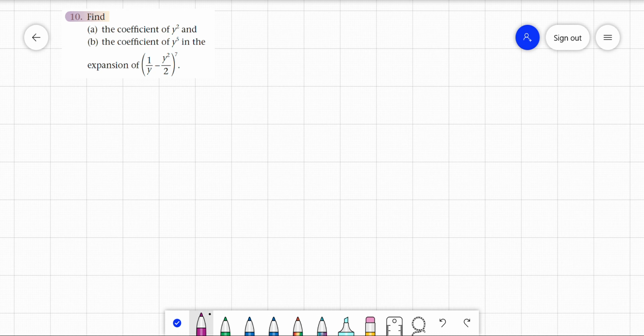So this one again, we have to look at a general term first. So let's expand. If we were expanding this out, we would get 7 choose some k. The first term in index form is y to the negative 1, so let's make that 7 minus k. And the second term is negative y squared on 2, and that would be to the k.